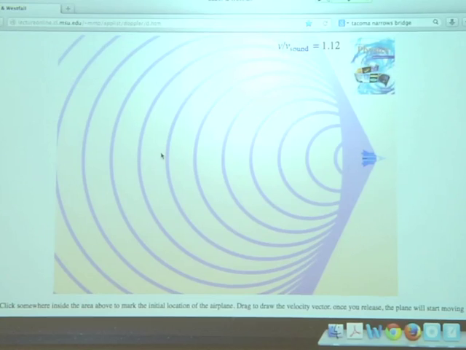So basically, the higher the velocity, the more compressed the frequency in front of the object is. Just making sure I had that definition written down.